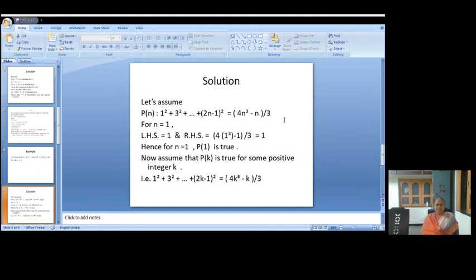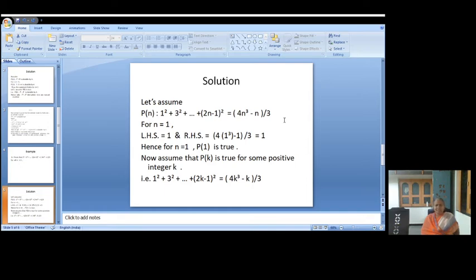Now here we assume that p of k is true for some positive integer k, and that's why we are writing here 1 square plus 3 square up to 2k minus 1 bracket square. This can be written as 4k cube minus k whole divided by 3, because the bracketed term must be 4k cube minus k. If we do not write the bracket, then that division part would apply to one side only. That's where the bracket must be there.